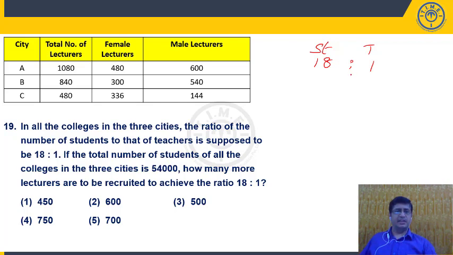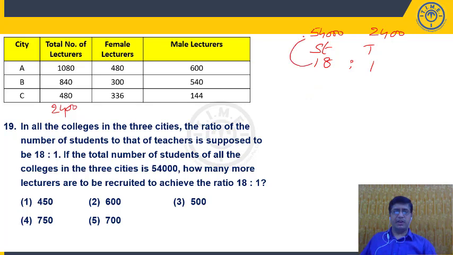Actually, how many lecturers are here? Lecturers means just add all these values. 80 plus 40 plus 80. So it is 200. Now 1000, 10, 20, 24. So total teachers are 2400. Actually total students are 54,000.